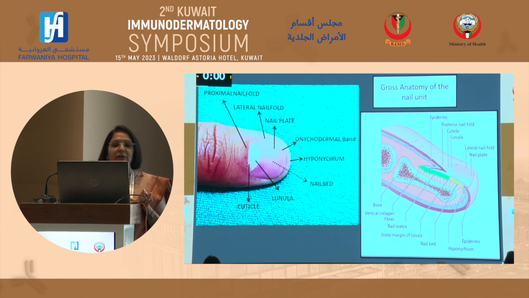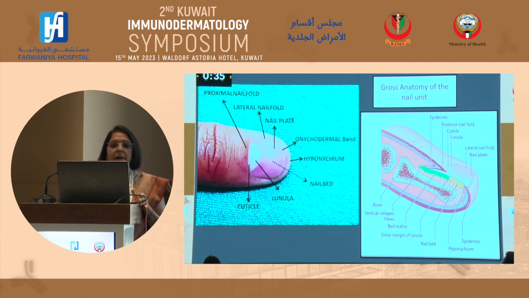We have proximal nail folds, we have lateral nail folds. This semilunar white part is the visible part of the matrix, which is the distal matrix. That means we have a proximal matrix also. And then there is a nail plate which overlies the nail bed, which is very highly vascular, and that's why it appears pink in color. Otherwise, it's a highly keratinized structure, and it is white in color.